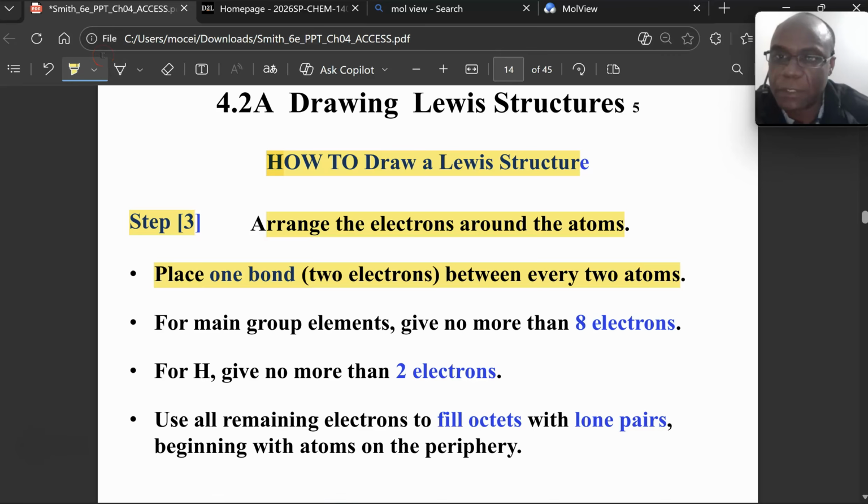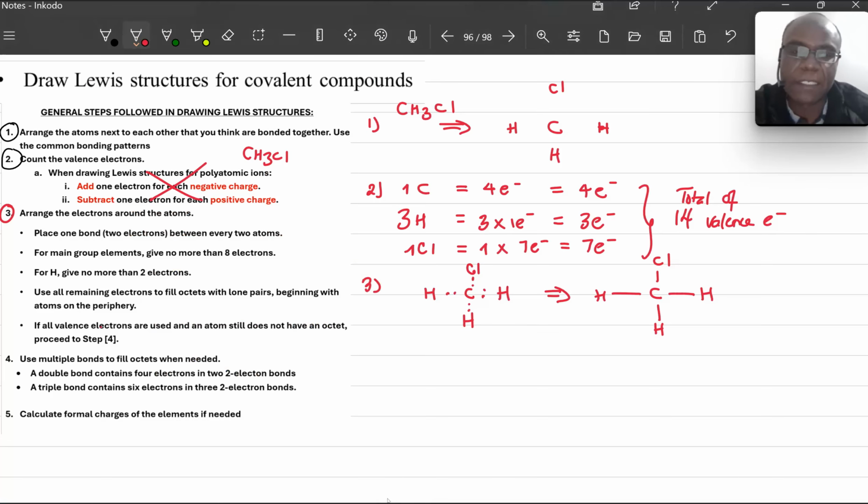What else are we told? For main group elements, give no more than 8 electrons, with the exception of hydrogen, which takes no more than 2. Let's see what we've done. Okay, so I see that my carbon here has 8 electrons. My hydrogens have 2 electrons beside them. So that is satisfied. Hydrogen got its 2, and carbon got its 8. The problem is going to be the chlorine.